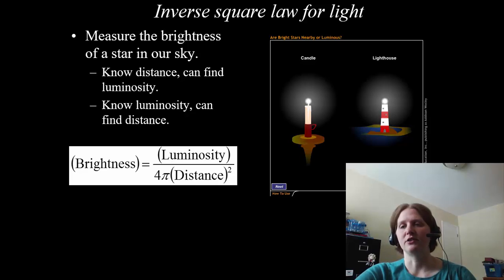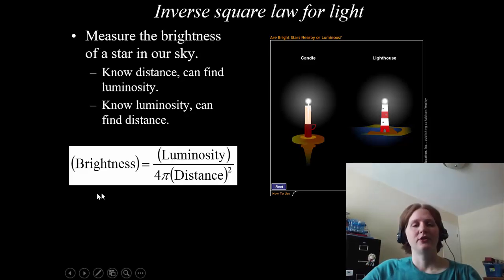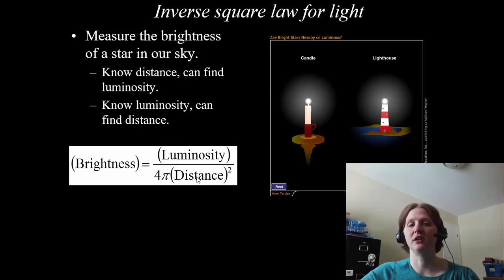If the lighthouse appears as bright to you as a candle does, doesn't that mean that the lighthouse is further away? Because you assume that the lighthouse is giving off more power. So the equation links brightness and luminosity and distance. And so algebra says that if you can find two of these pieces of information, math will let you solve for the third.